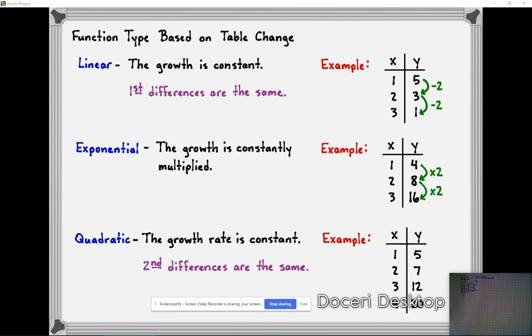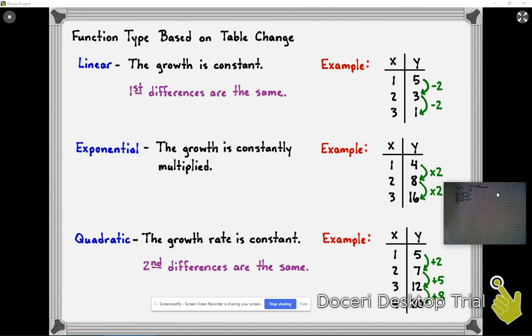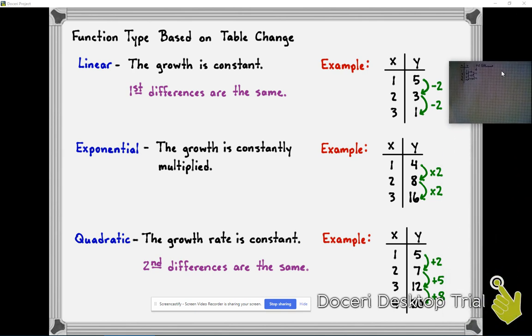Our first differences: from 5 to 7 is up 2, and then from 7 to 12 is up 5, and from 12 to 20 is up 8, okay? So we can see that it's not linear. So let's go ahead and check our second differences. Well, our difference from 2 to 5 is up 3, and from 5 to 8 is up 3. So you can see that since the second differences are the same, this is a quadratic function.